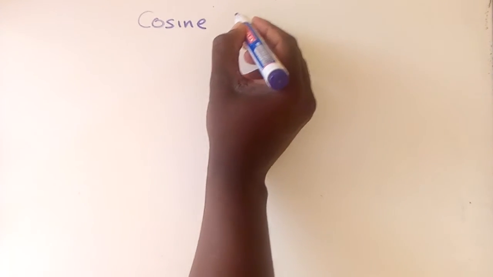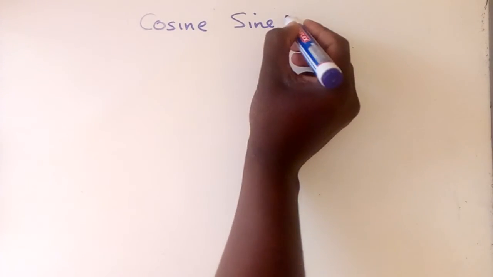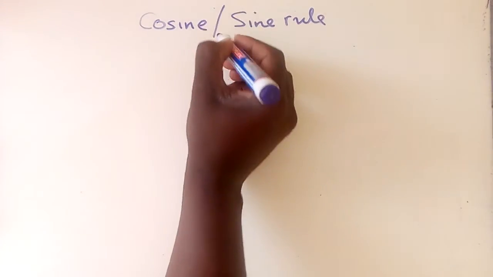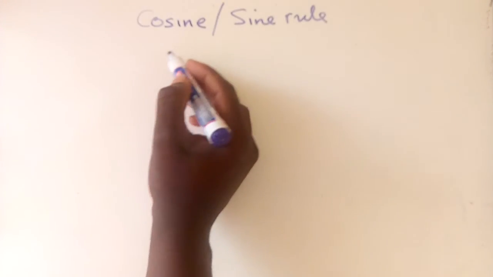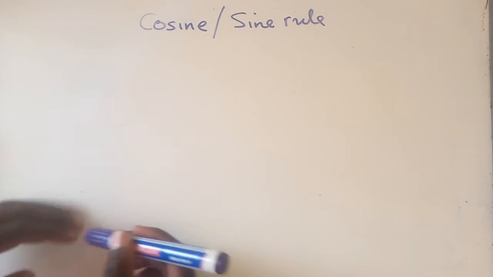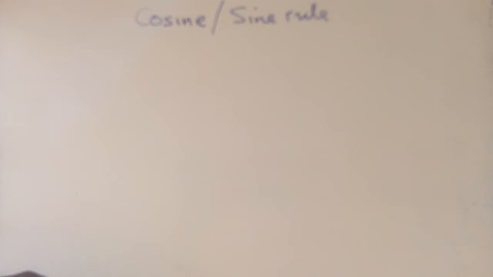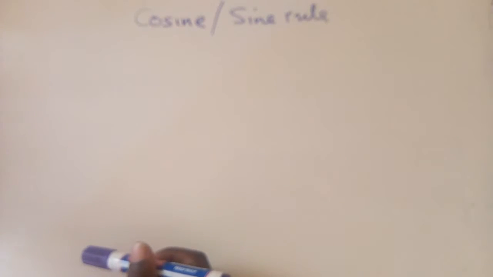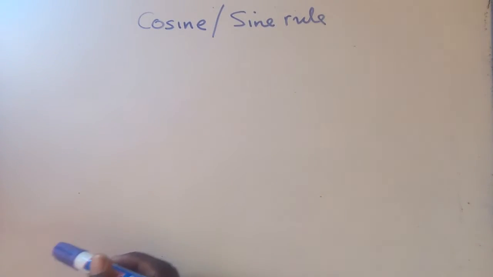In today's lesson, we'll try to discuss the cosine and sine rule. I see quite a number of people getting confused on how to use these things, so I'll start with the cosine.